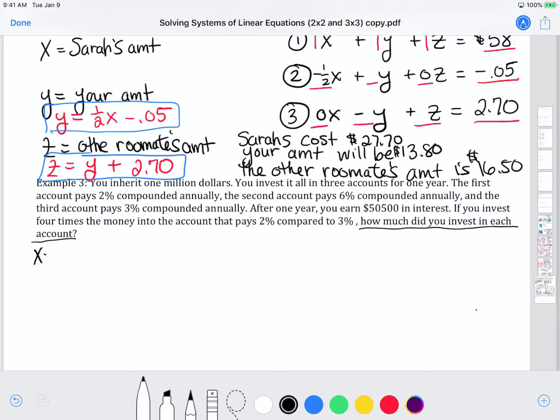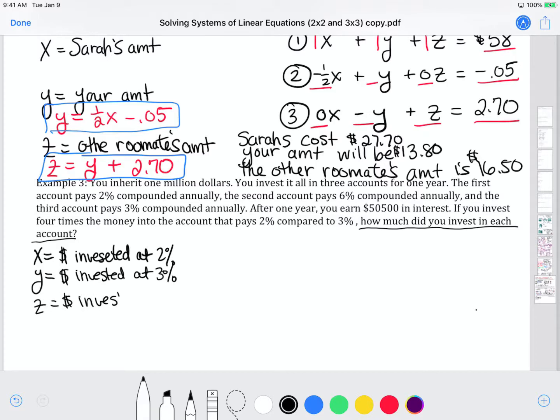So let's let X be the dollar amount that's invested at the 2% interest. Let Y be the amount that's invested in the 3%. And let Z be the amount that is invested at 6%. And then we're going to go back and we're going to have to read it again to pick out the information to set up our equations.